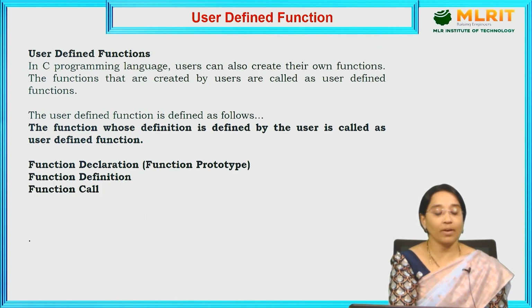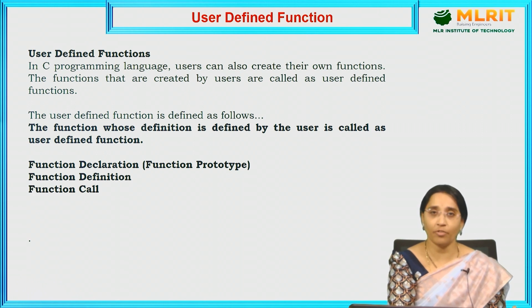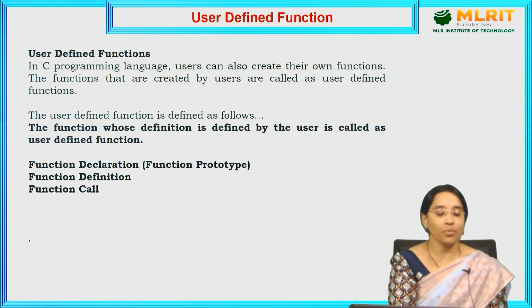Next, user defined functions. Now how do you write a user defined function? How can you define your own function? In the C programming language, users can also create their own functions. The functions that are created by the users are called user defined functions.